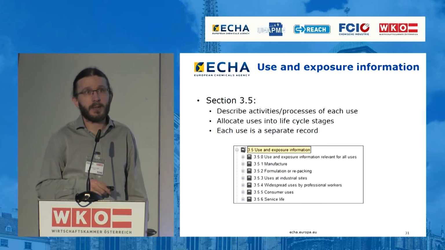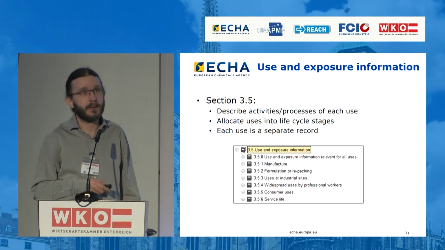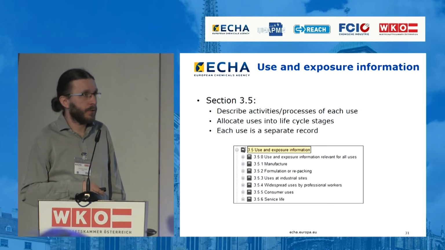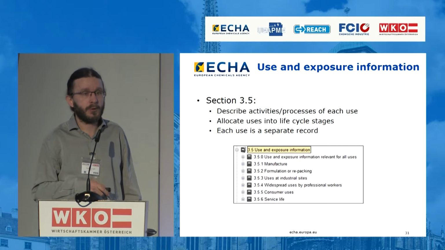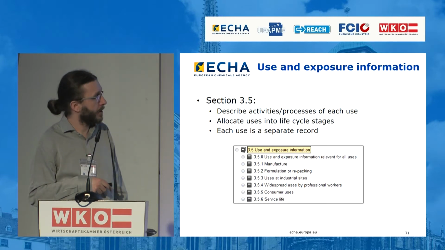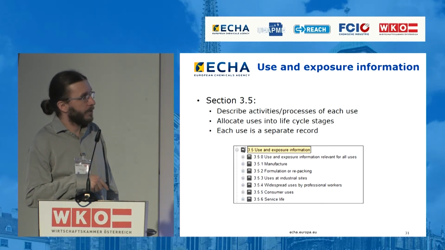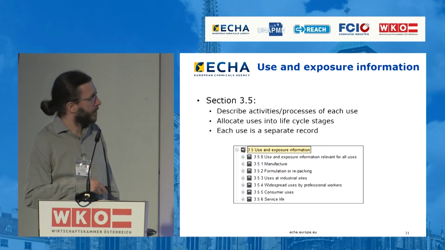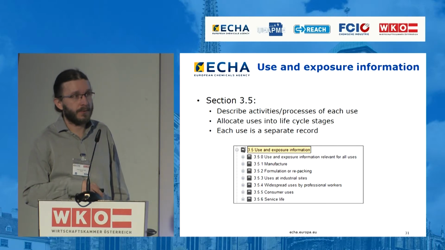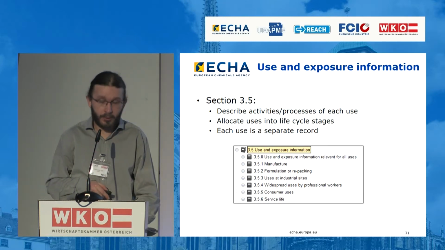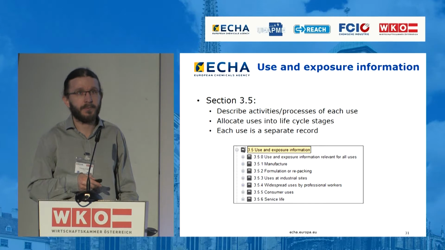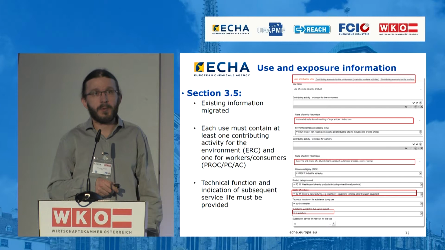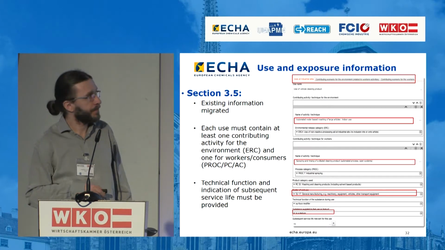Some more examples about how to enter information in section 3.5, where you describe your uses. And what we have here is a description of all the uses for your registration all along the life cycle of the substance. So from the manufacture until the service life stage and the use of the substance in articles, for example. So for each of these types of use, some key information has to be provided.